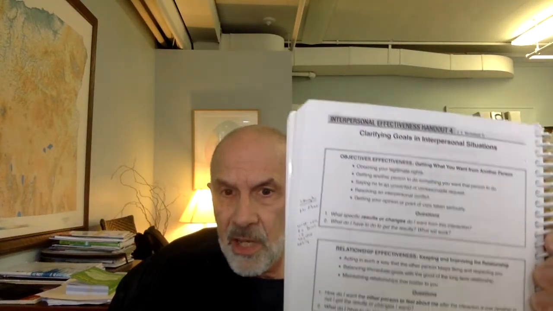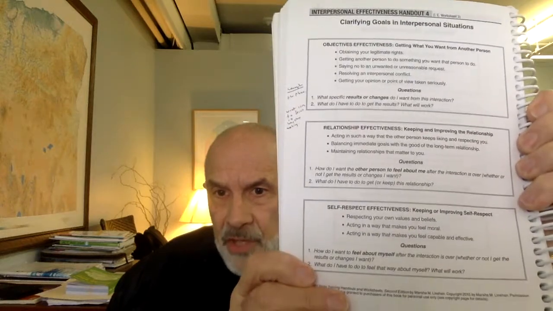Now you go into handout number 4, which is about clarifying goals in interpersonal situations. There's 3 types of goals. This is sort of deconstructing the interpersonal encounter that you're going to have into 3 different priorities, and one of the things that makes situations difficult is that sometimes these priorities are in competition with each other. So one priority, the first one, is called objectives effectiveness. And that really means just getting what you want out of a situation.